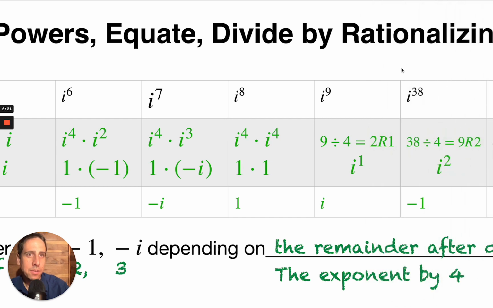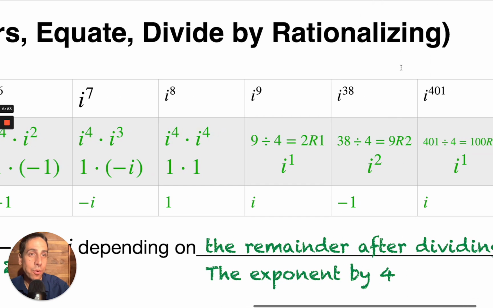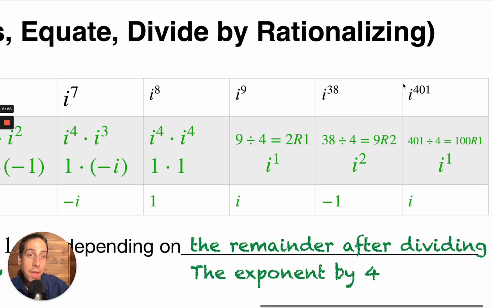I keep on doing that. Let's see. i to the 401st power. I'm not going to write out 401 i's. It's ridiculous. What I can do is take 401 divided by 4 and know that there are going to be 100 groups of i to the 4th and then 1 left over. All those groups are going to simplify to 1, and it's just i to the 401st is the same thing as i to the 1, which is i.